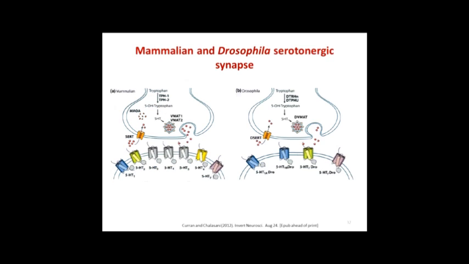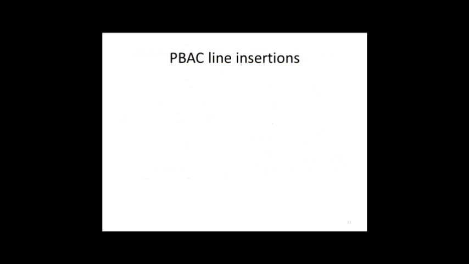This is a comparison between the mammalian serotonergic receptors and serotonergic receptors in Drosophila. You can see that they share many similar receptors, and the ones that I chose to use in my experiments for comparison are 5-HT2 and 5-HT7. To look at these receptors, I used the pBac system.